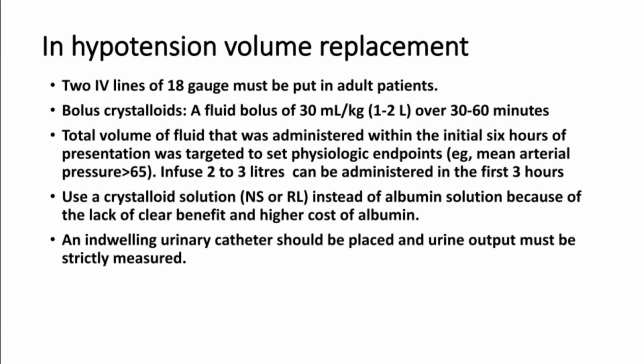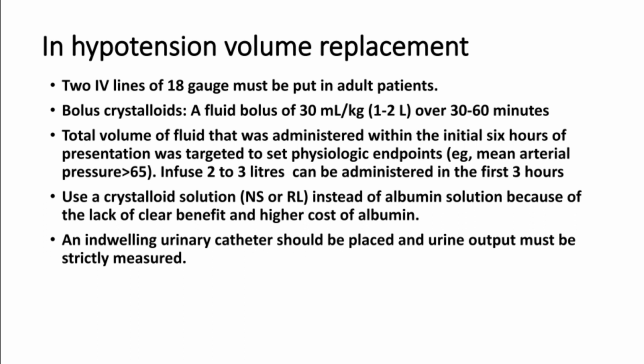If the patient is having shock or severe hypovolemia, then we need to treat fast. We have to put 2 large bore IV cannulas, 18 gauge preferably. Then bolus crystalloids should be given. In other conditions with mild to moderate fluid loss, we can take time and give, but here we have to give very fast. A fluid bolus of 30 ml per kg over 30 to 60 minutes should be given.